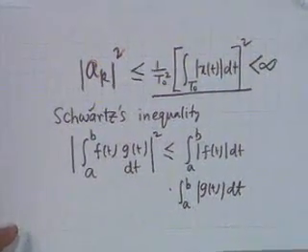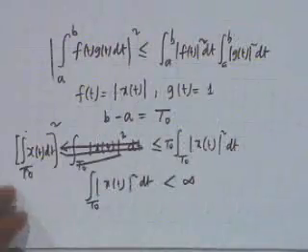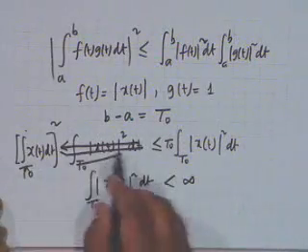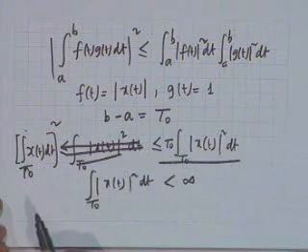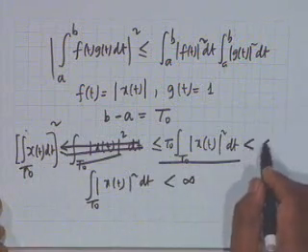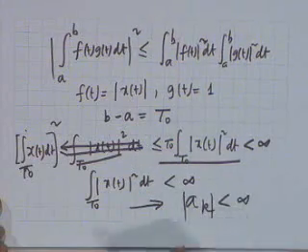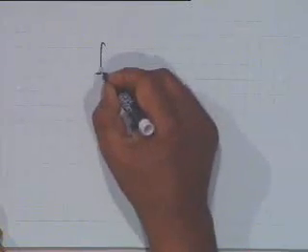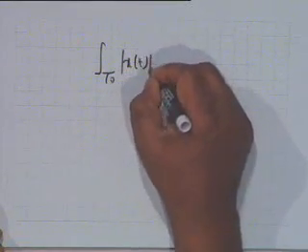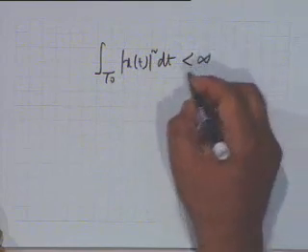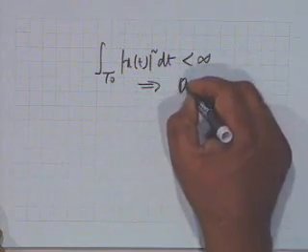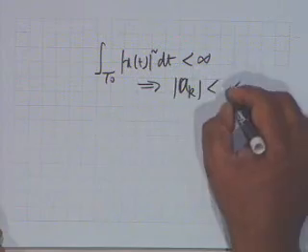Is the proof okay? I'm sorry for the confusion here. I didn't want to go to this stage, because this stage is already here on the right-hand side. So this is less than infinity, and therefore mod a_k is less than infinity, which means that the a_k are finite. So one question has been solved, namely that if the energy of the signal, the integral over T0 of mod x(t) squared dt, is less than infinity, then this leads to the coefficients being finite.